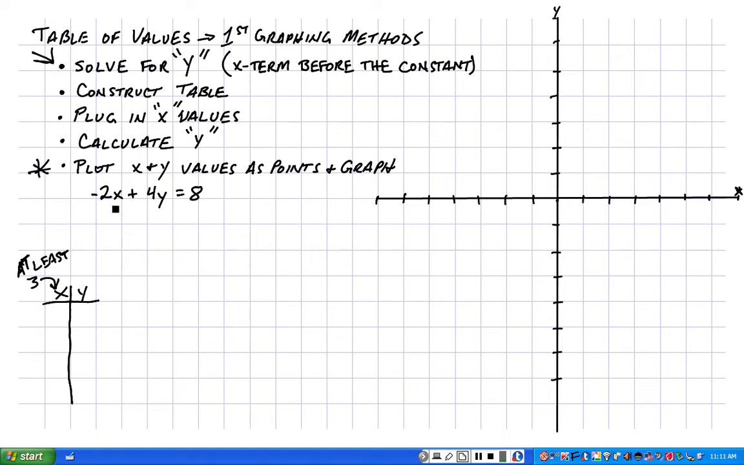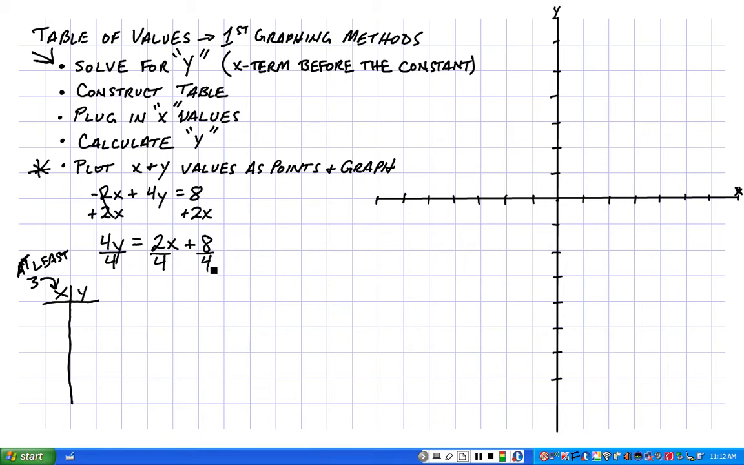Okay, so negative 2x plus 4y equals 8. First step, solve for y. So we got to get y by itself, so add 2x to both sides. So now you have 4y equals 8 plus 2x. Again, these are not like terms, so you can't combine them. So you just write them out, and we want to write the x term before we write the constant term. So the x term is the positive 2x, and the constant term is the positive 8. So 2x plus 8. Y is still not by itself. You have this 4 here, so you have to divide by 4.